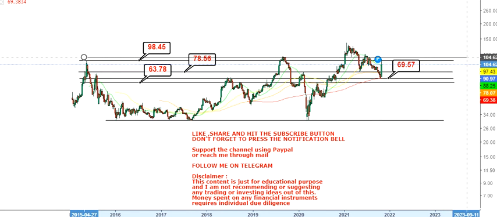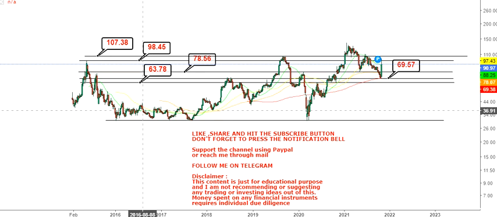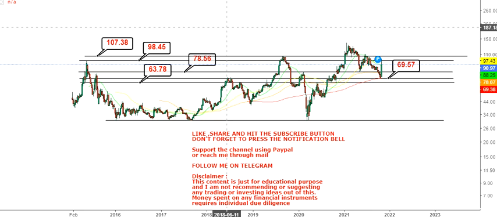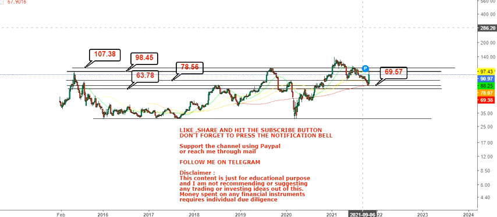So rather than considering 98.45 alone, we now have to consider the range for a breakout. So if there is a breakout beyond this range, 98.45 and 107 or 108, this is the range that we are looking at here. If the stock starts sustaining above $108 after the breakout this time, it's going to be the start of a big trend.